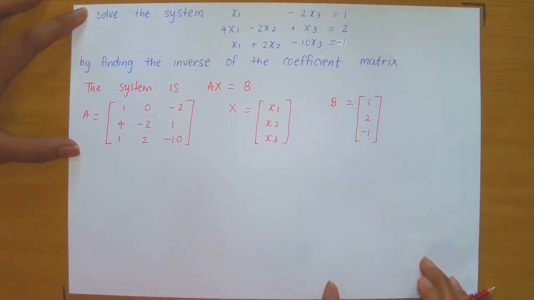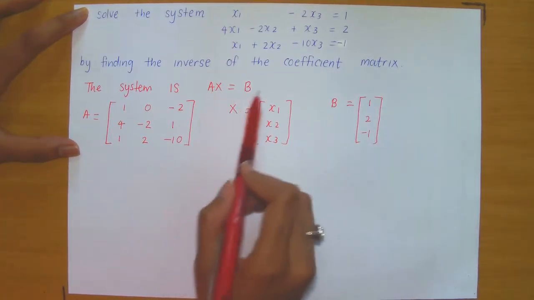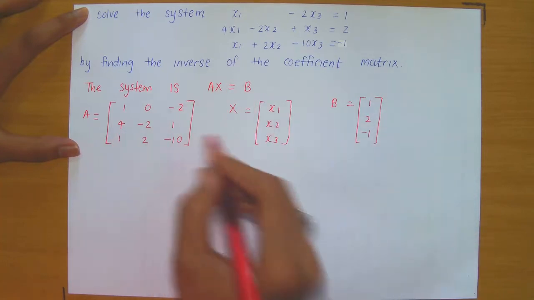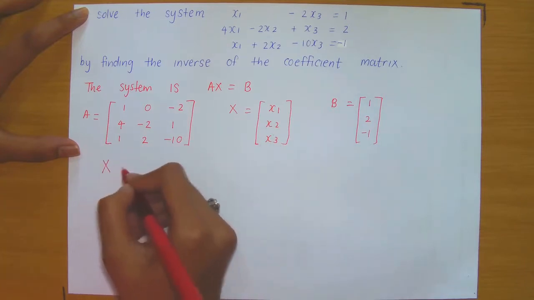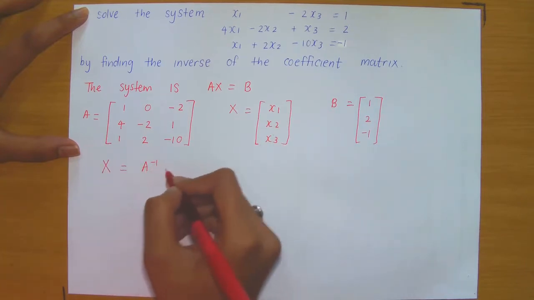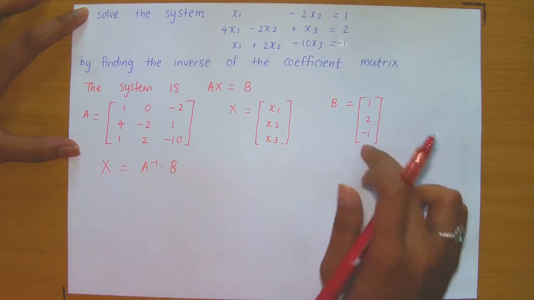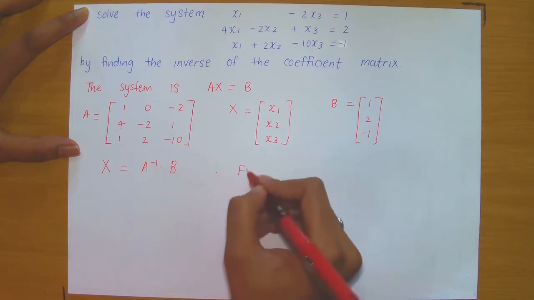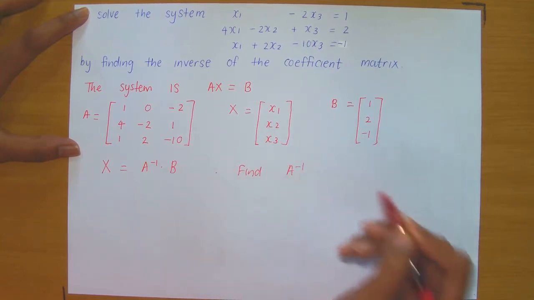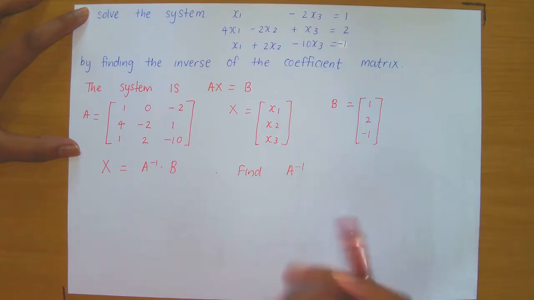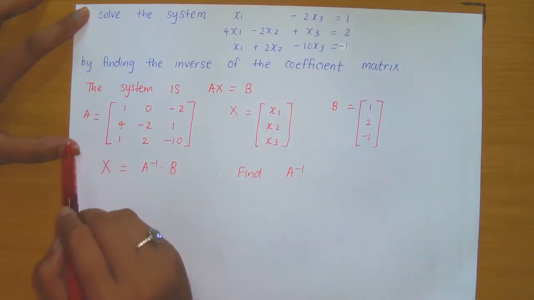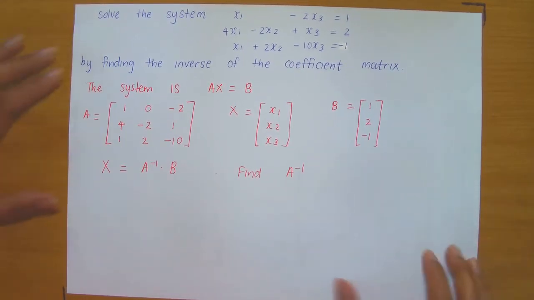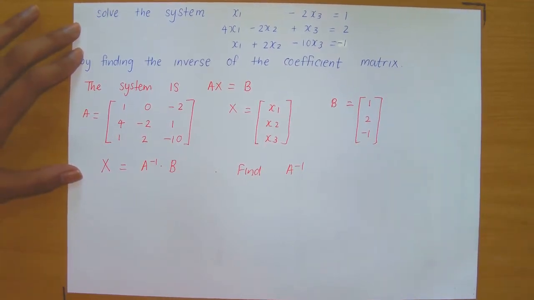Now, once we have our system written in matrix form, it is important to note that the solution to this system, meaning X, is equal to A inverse matrix multiplied by B. So in order to solve this system, we need to find A inverse, assuming, of course, A is invertible. Well, in this example, A is invertible, so we will be able to find the inverse of A. So let's get into our method of finding the inverse of A.